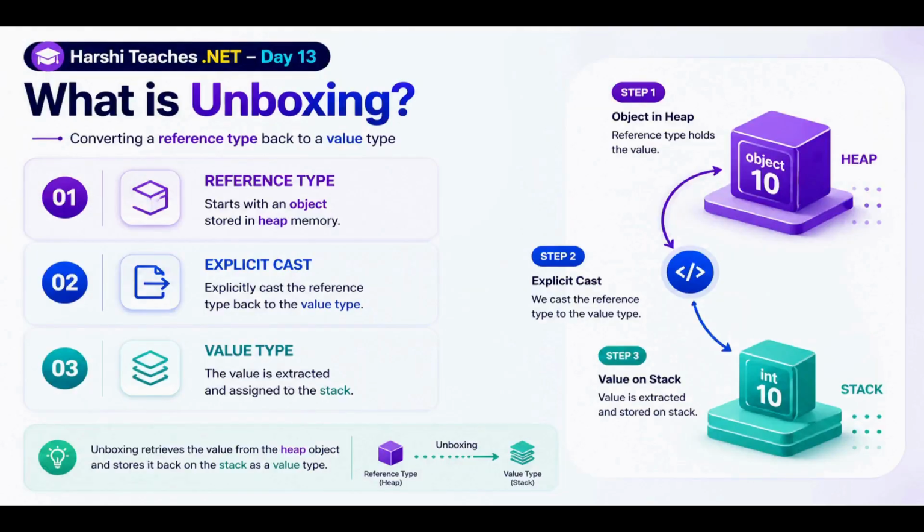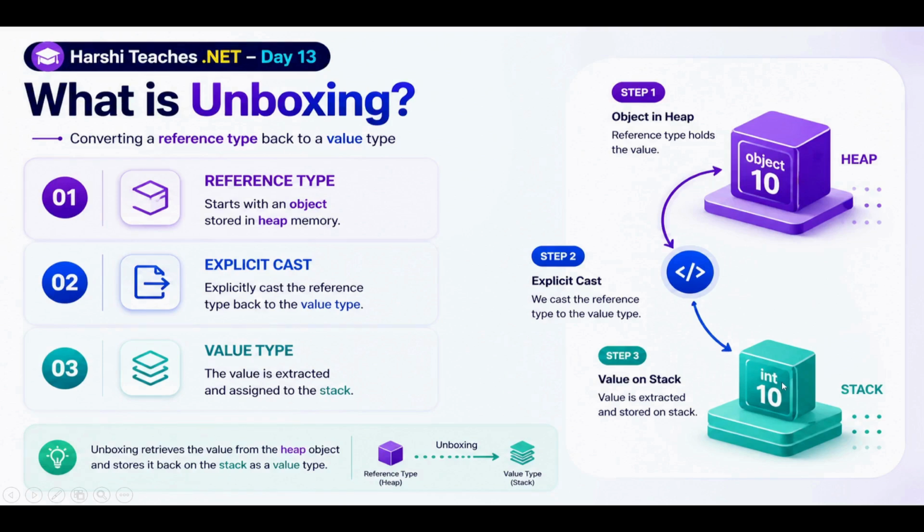Now let's understand the opposite of boxing, which is unboxing. Earlier we saw how values move from stack to heap. Now the question is, how do we bring that value back? That's what unboxing does. Unboxing is simply the process of converting a reference type back into a value type. So let's break it down step by step. First, we have an object in the heap. This object is holding some value. Next, we explicitly tell .NET that we want the original value back. So .NET takes that value out of the object and finally places it back into the stack as the value type.